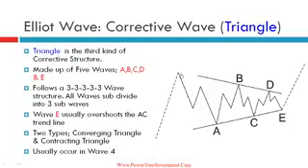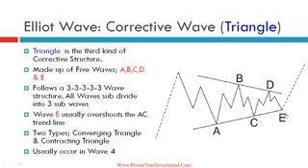Now what does it mean? It means wave A divides into 3 waves, 1, 2, 3. Wave B again into 3 waves, 1, 2, 3. Wave C into 3 waves, 1, 2, 3. Wave D again into 3 waves, 1, 2, 3. And wave E again into 3 waves, 1, 2 and 3.